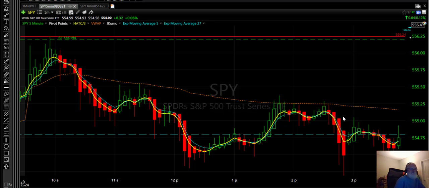If you're using TC2000 software, you just go to your indicators and you'll be able to add pivot lines if you don't already have that on your chart. So, an obvious area of resistance up in there.